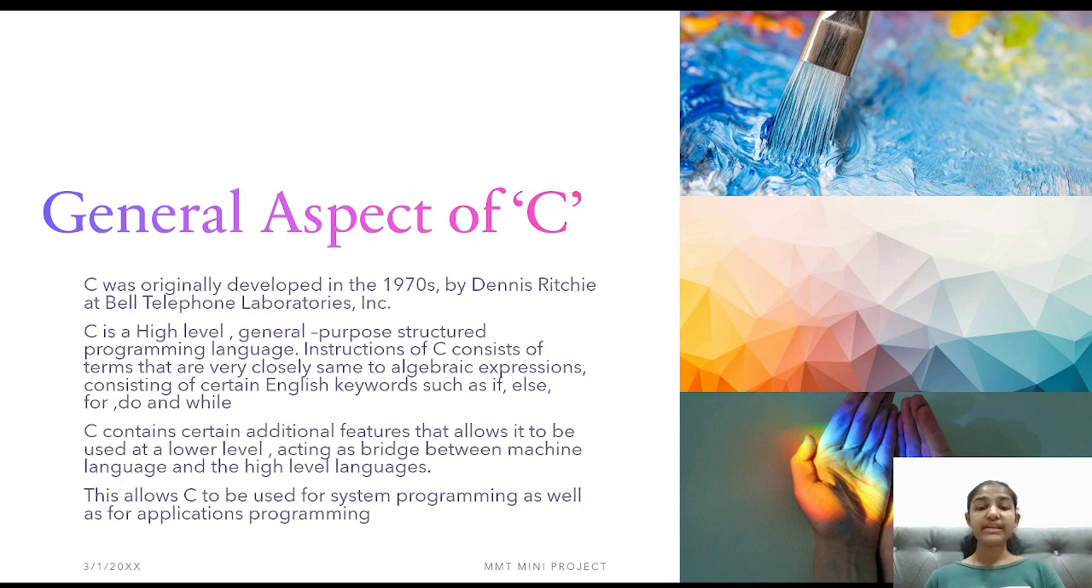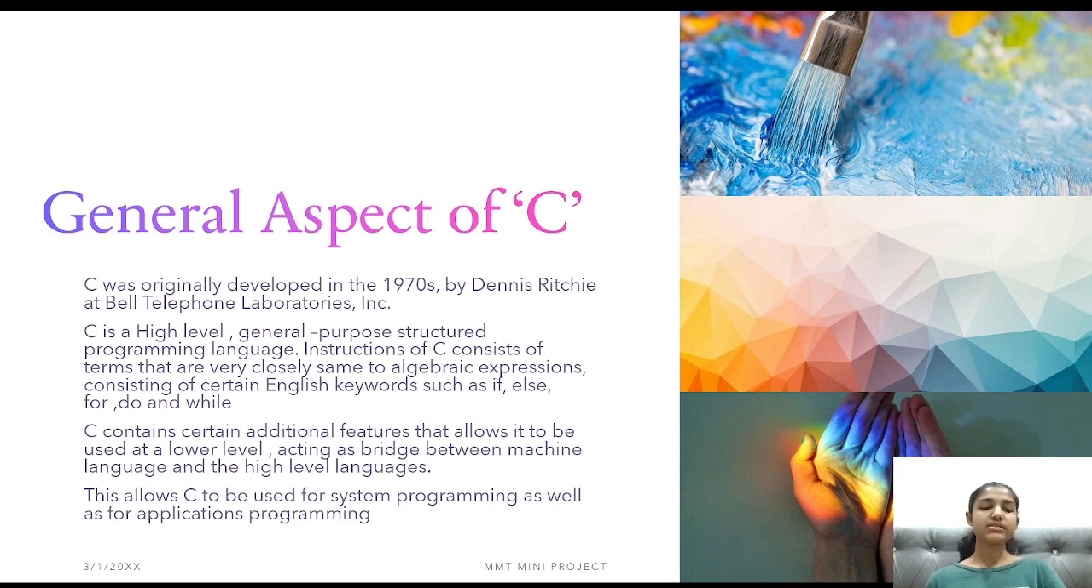C was originally developed by the great computer scientist Dennis Ritchie at Bell Telephone Laboratories. And C is a high-level general-purpose structured programming language. Instruction of C consists of terms that are very closely same to algebraic expressions, consisting of certain English keywords such as if-else, for, do, and while.